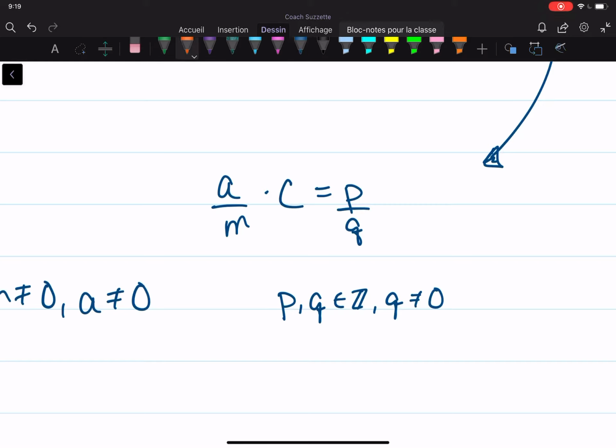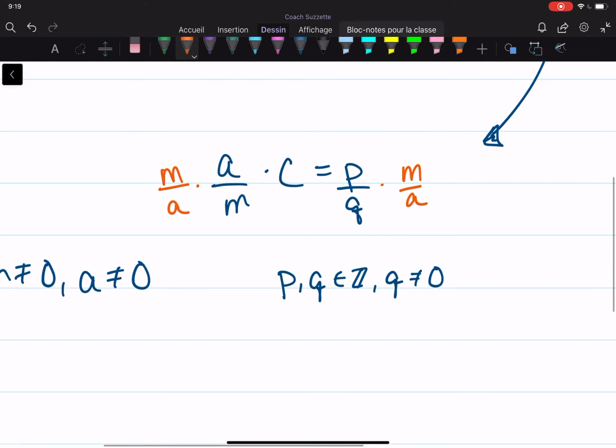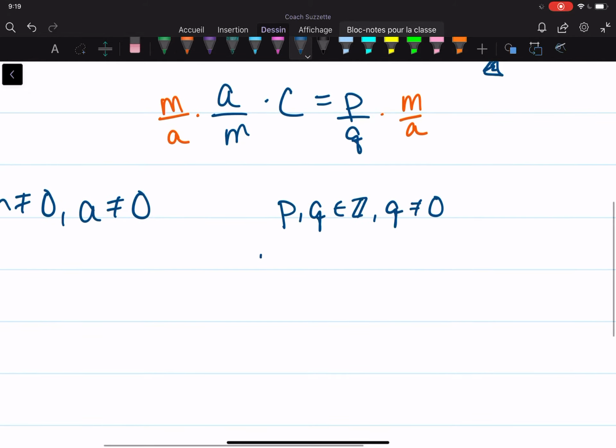What about if I wanted to isolate c? That would mean I need to do the inverse operation of multiplication. So I would need to do division, but it's the same as multiplying by the reciprocal. And I need to do that on both sides. So that would mean c is equal to p times m over q times a.